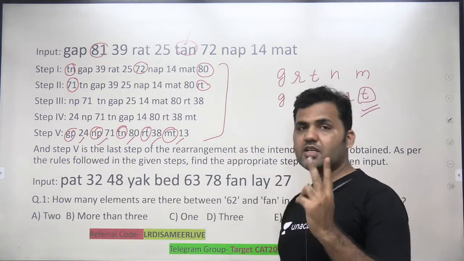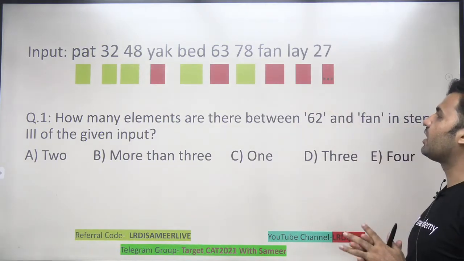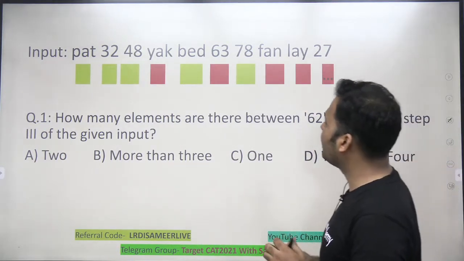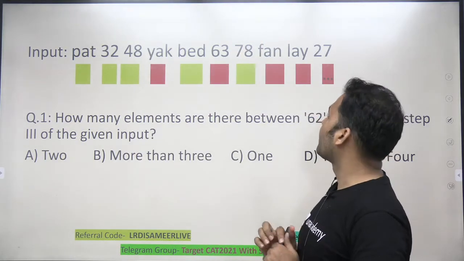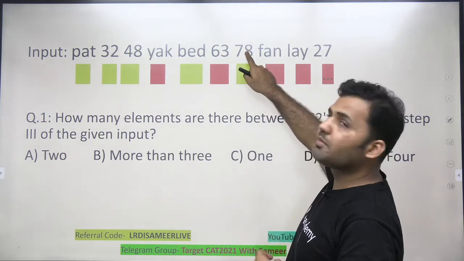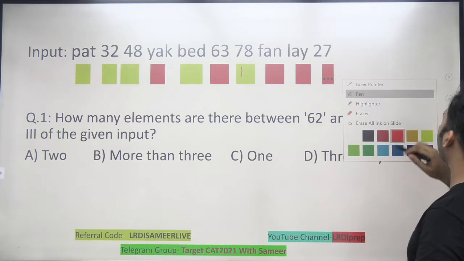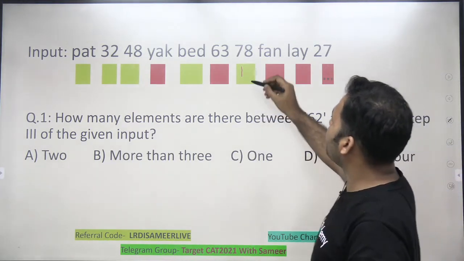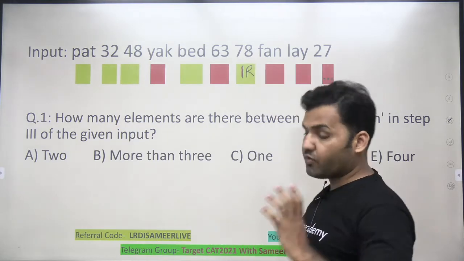So in one step I need to move 2 elements. So what will I do? I'll start ranking the given input. This is the same question here. I can see that in this particular given input, the largest number is 78, so it will be taken to the right hand side. So I'll rank this element as 1R. Why 1R?